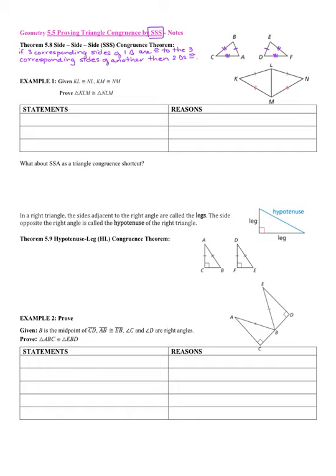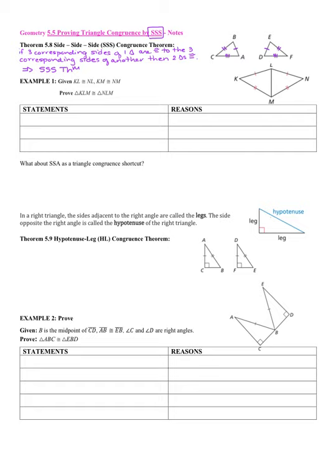All right, so basically, like I said before, our shortcuts are always going to involve three pieces of information. In this case, it's all three. And so when you are referring to this in a proof, you can say the side, side, side theorem. Okay, so here we go.